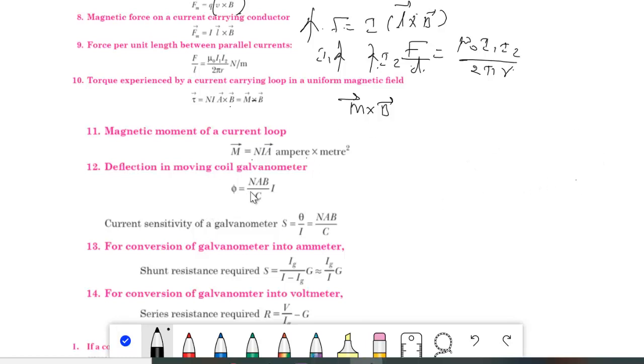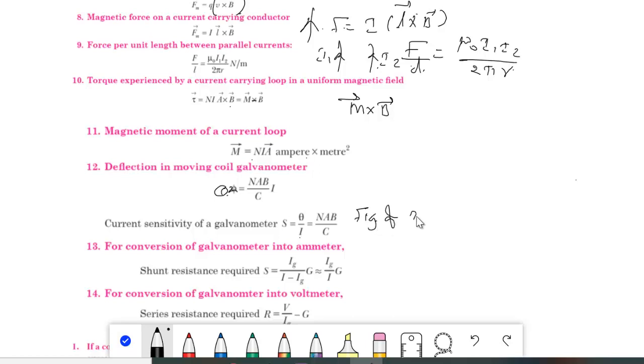Phi equals NAB by C into I, and theta by I. We can find out theta, that is deflection. Here we can consider it as theta. Theta equals NAB by C into I. So current sensitivity is theta by I, that is NAB by C. And the reciprocal of this current sensitivity is called the figure of merit.